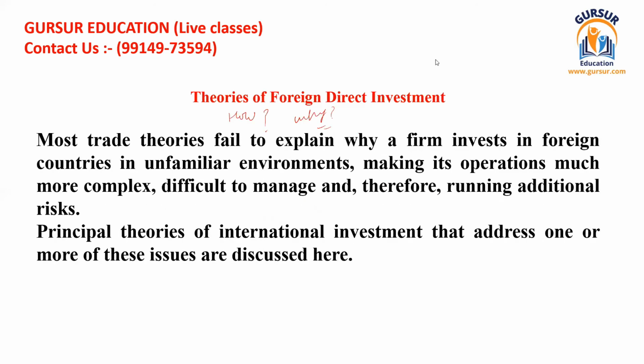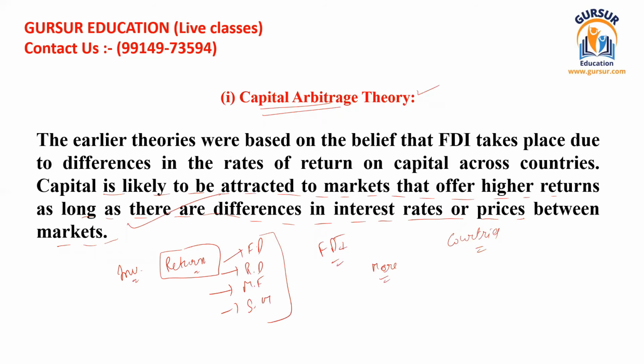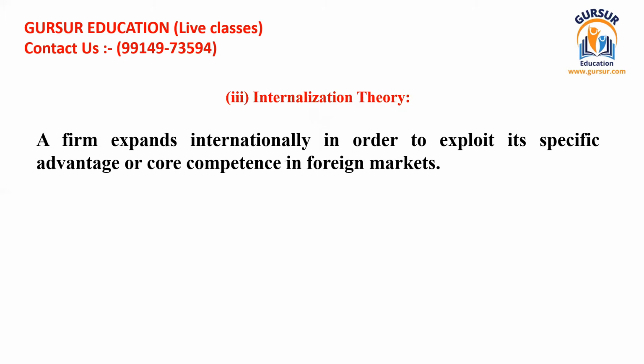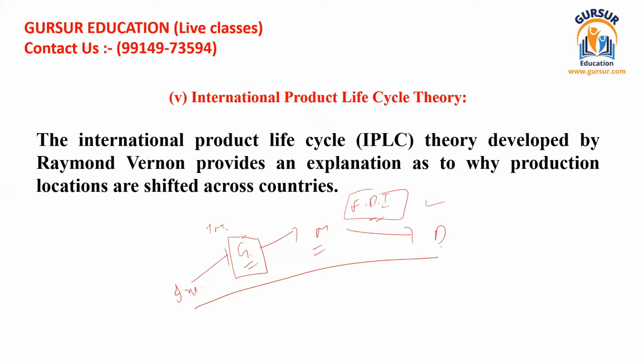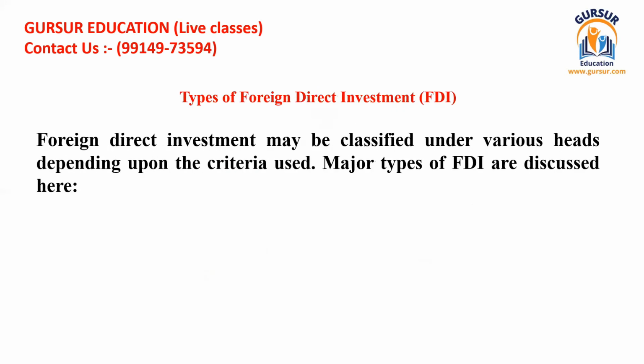Now the most important thing we have to go through is related to the types of foreign direct investment. In the conclusion of the theories, we have talked about the capital arbitrage theory, internalization theory, monopolistic advantage, international product life cycle theory, and the eclectic theory as well. Now I'm going to teach you what the different kinds of foreign direct investment are. One or two times, questions regarding these have been asked. We have to understand the types of foreign direct investment on the basis of different major points.